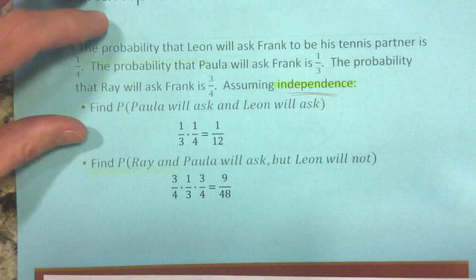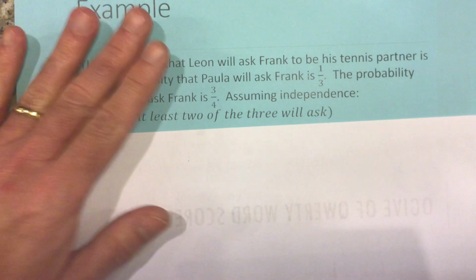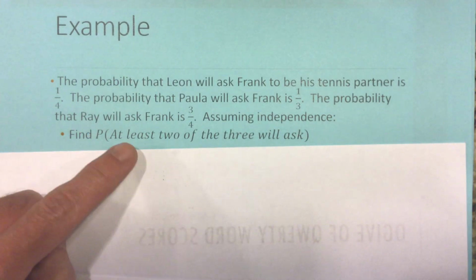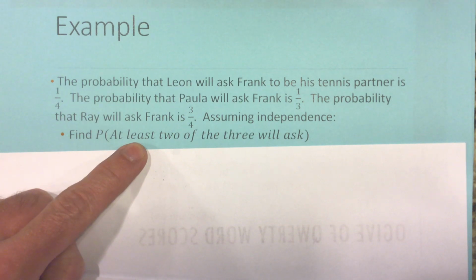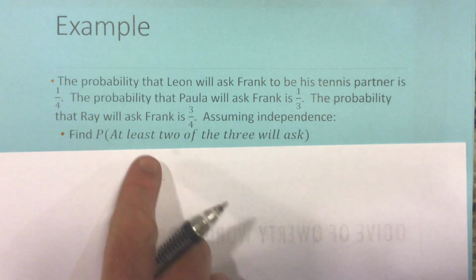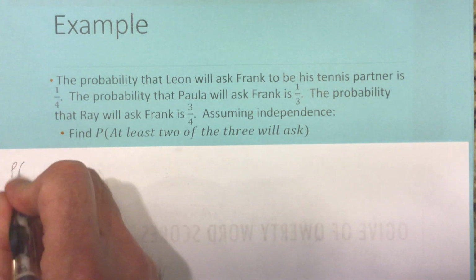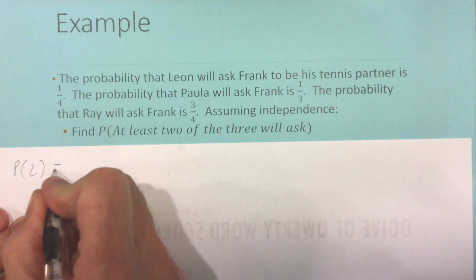All right, now I have some more questions dealing with this scenario. Here's where it gets harder. Once you start seeing things like at least, at most, now you have multiple outcomes that will work. So you have to find the probability of each of the outcomes, and then you can add them together. So what's the probability of at least 2 of the 3? I'm going to again put the information up here.